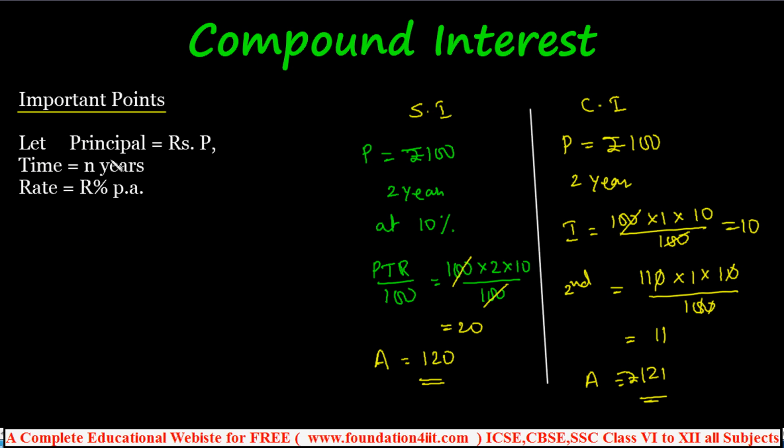Throughout these formulas, let us take principal as P, time as n years. In simple interest we use capital T for time, and in compound interest we use small n. Time is n years, R is the rate of interest per annum. Based on this, let us see the 5 formulas one by one. These are the fixed values: principal is P, time is n years, and rate of interest is R%.